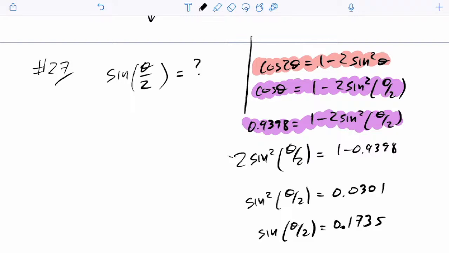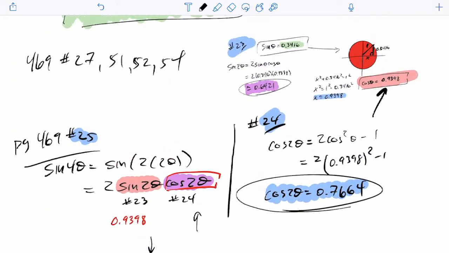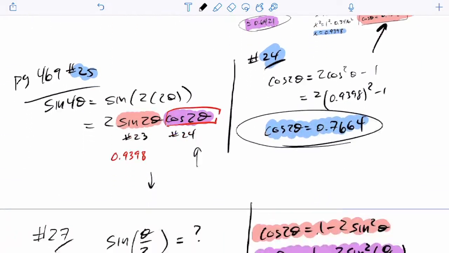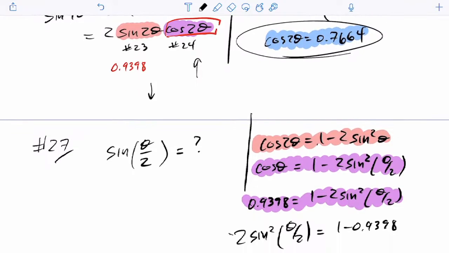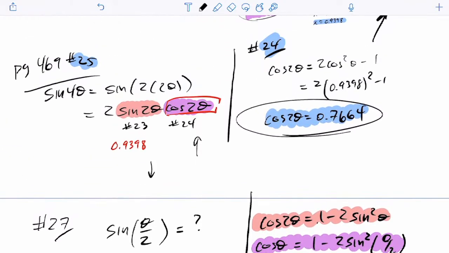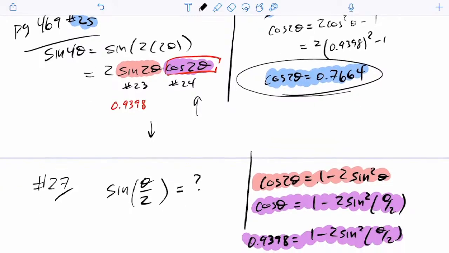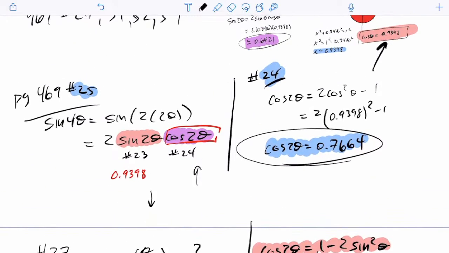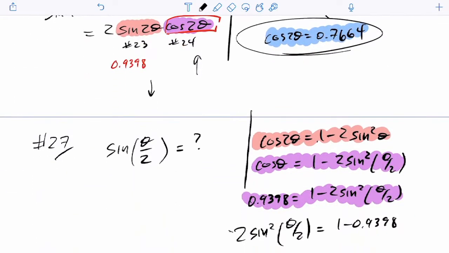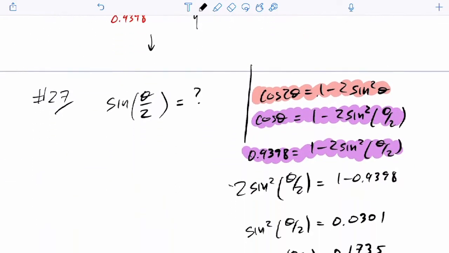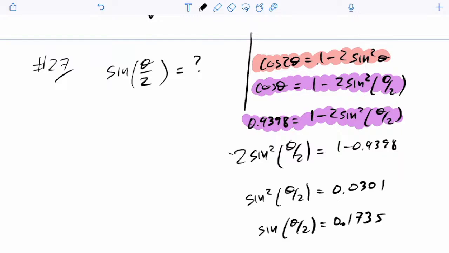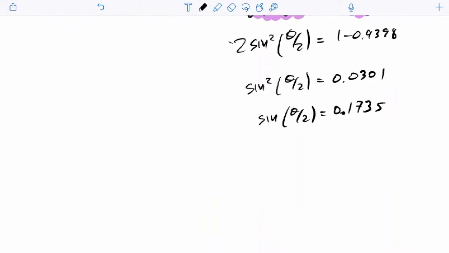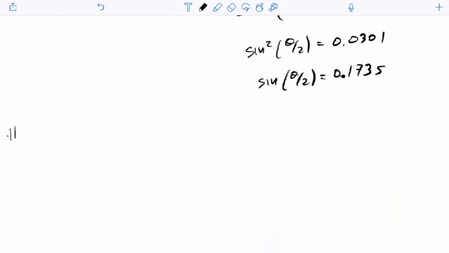Okay, so there's 27. You wanted 51, 52, 54. Well, I did 52 already. I did 53. 51, I answered a bunch of times. They're all about the same, so I'll pick, I don't know, 54 maybe? Let's take a look at 54.